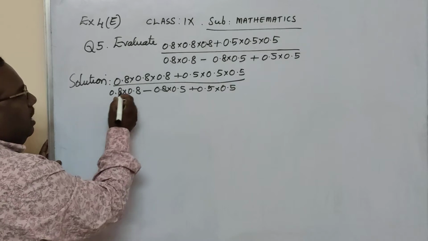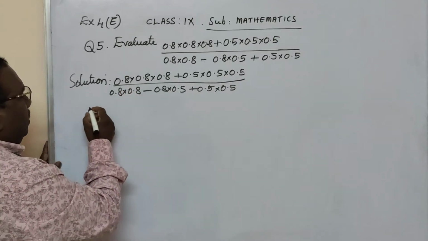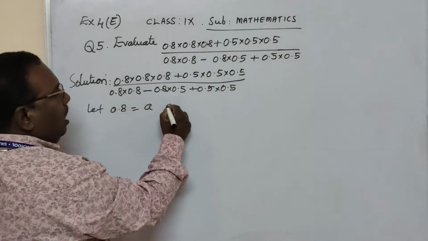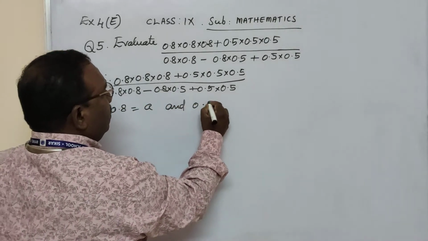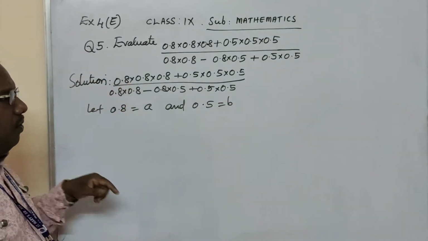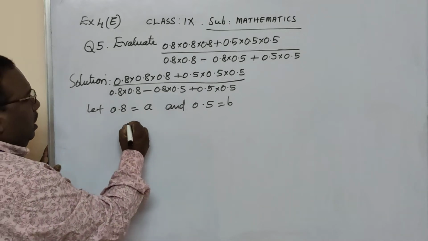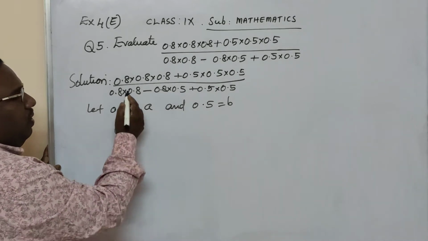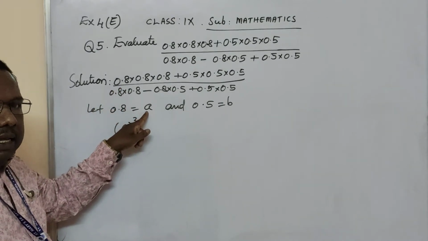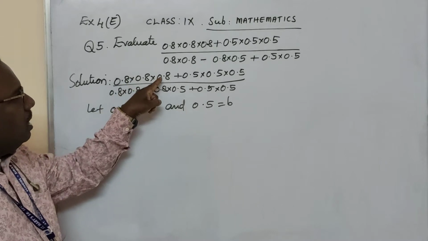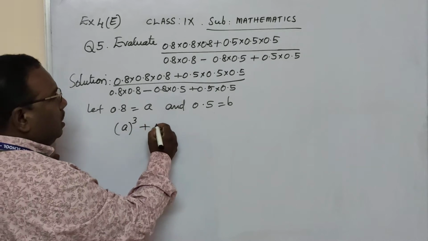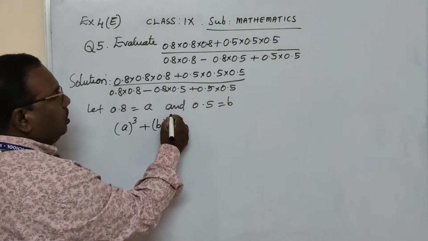I take 0.8 equal to A. Let 0.8 equal to A and 0.5 is equal to B. Then this question is reduced to the form A cube. Why? Because 0.8 we take A. 0.8 in the numerator is appearing 3 times. Therefore power is 3. Plus B all raised to 3.